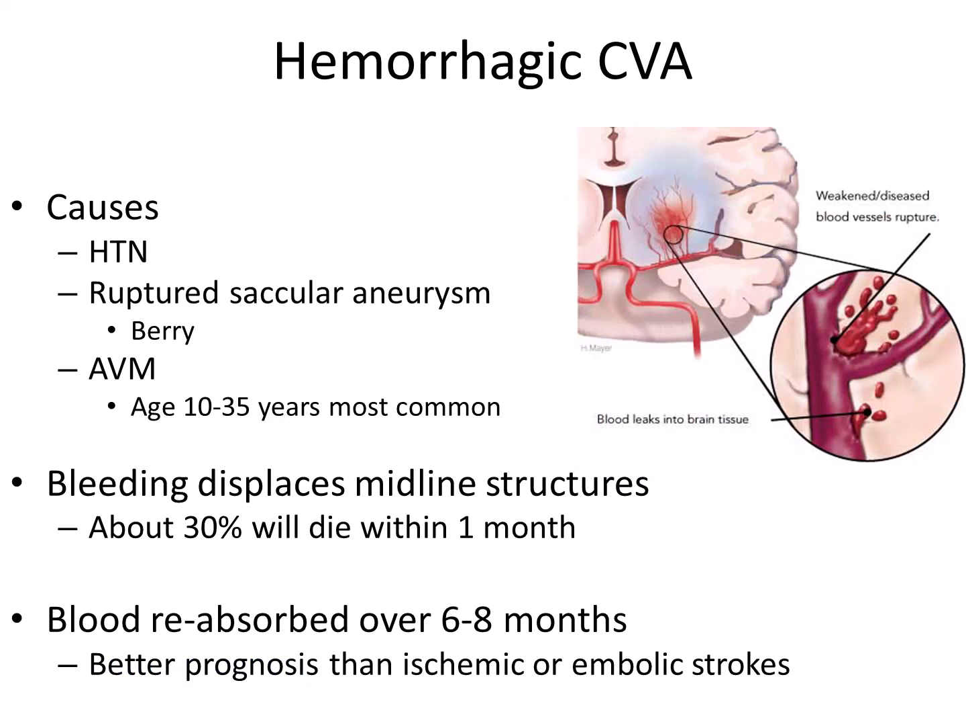Okay, moving on to hemorrhagic CVA. Hemorrhagic CVA, we've talked about this before, can be caused by hypertension or a ruptured aneurysm. The most common is a berry aneurysm. Berry aneurysms are formed on the anterior communicating arteries. It can also be caused by arteriovenous malformation, or AVM.